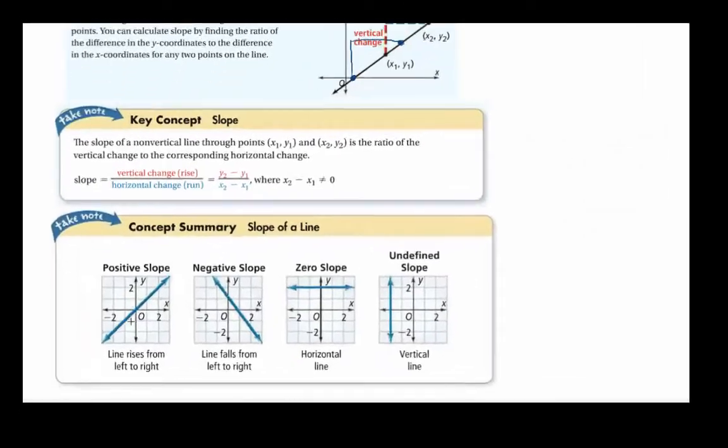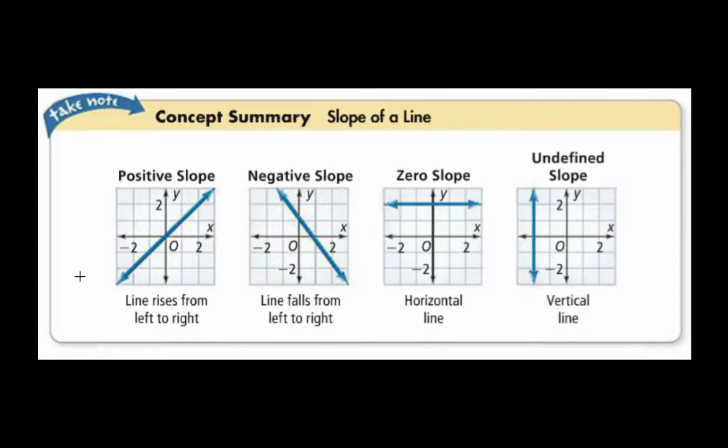So here are some different options for slopes. We can have a positive sloping line. The line rises from left to right. So as you scan the graph from left to right, if the line's going up, we say it's positive slope. If the line's going down from left to right, then we say it has a negative slope.